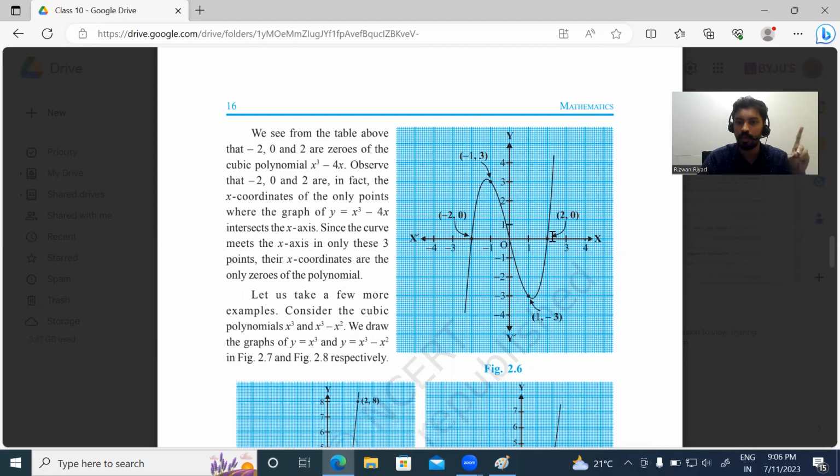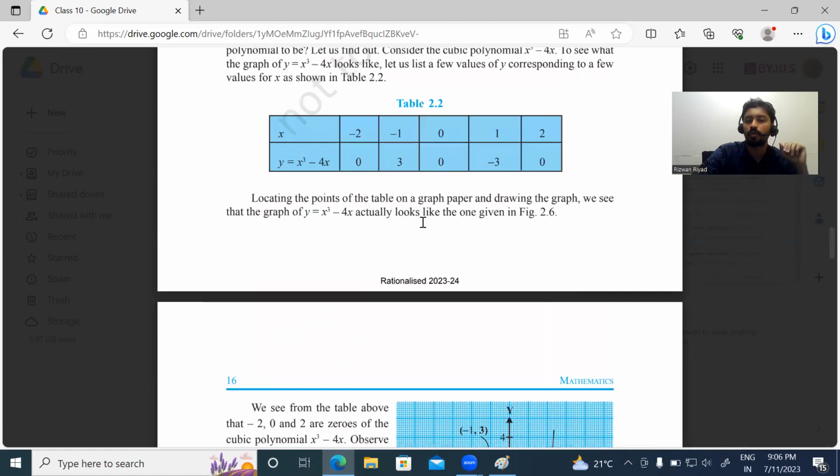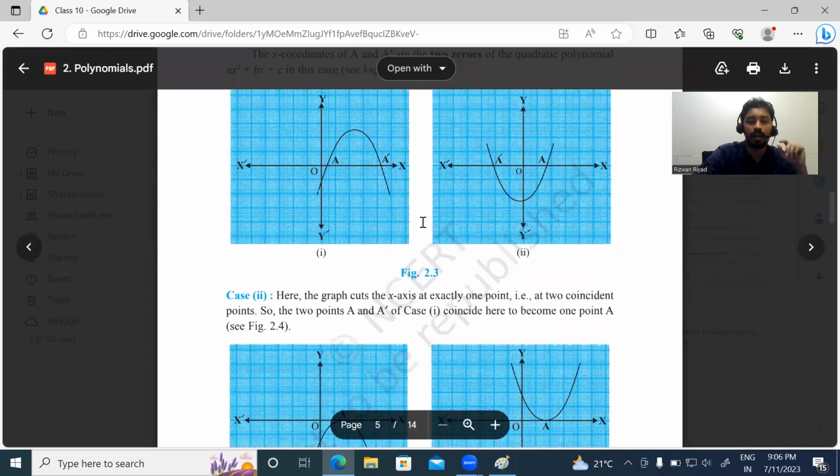If the degree is 1, the maximum number of zeros is 1. If the degree is 2, the maximum is 2. If the degree is 3, the maximum is 3. Like that. And one more topic, this is regarding the graph only.